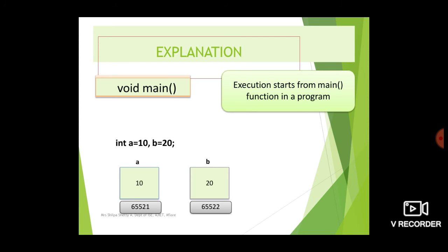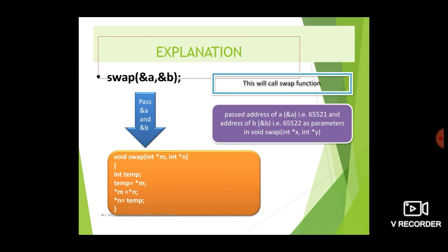So void main, the point where the execution starts. We have int a is equal to 10, b is equal to 20. Let us see the pictorial representation. A is 10, b is 20, and their addresses are 65521 and 65522. Okay. So now let us call the swap function.